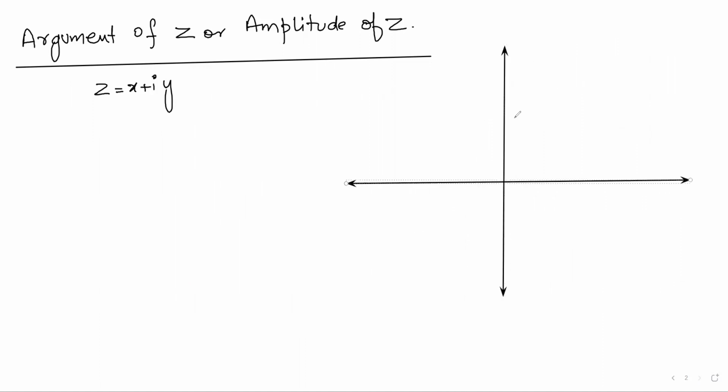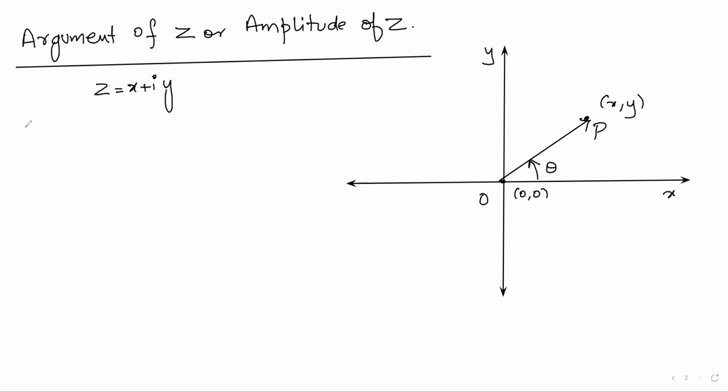Like this is the origin, and this is x comma y. If we join this, we get this line. Let this be origin O and let this be point P. This is x and this is y. Then this OP is making an angle theta with the positive direction of x-axis. Then this theta is called the argument or amplitude of z.